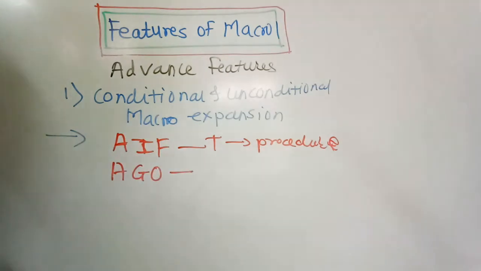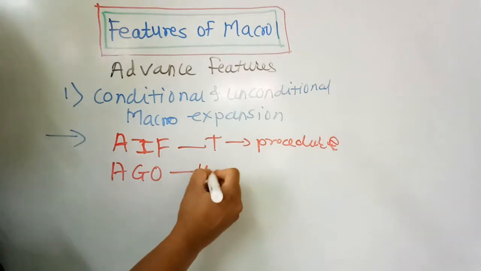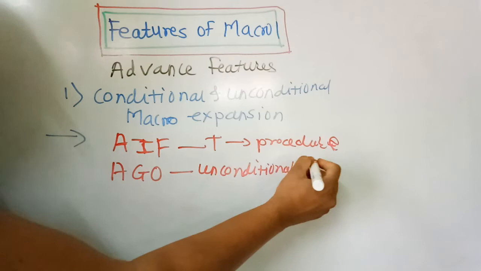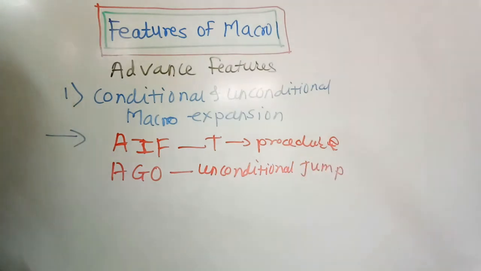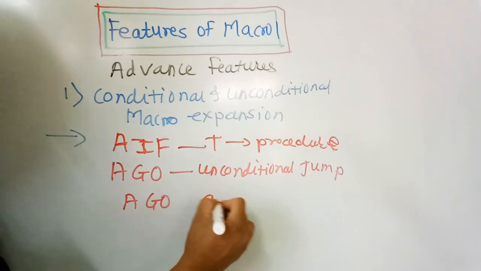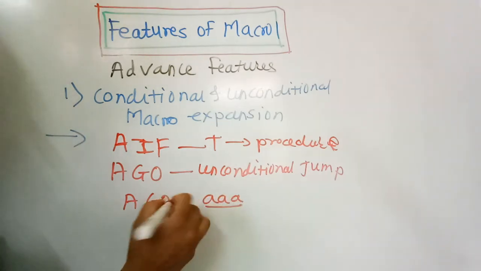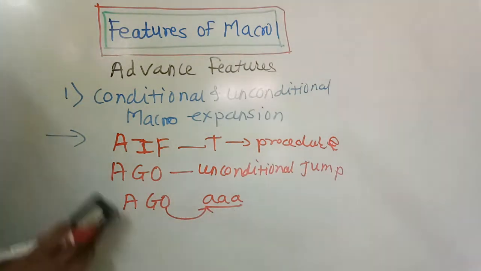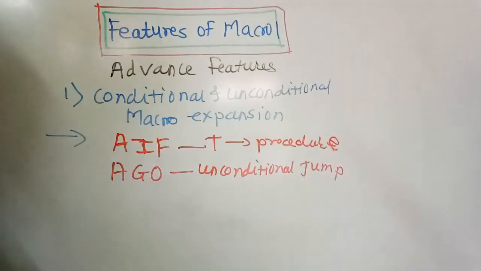AGO. This is nothing but the unconditional jump. Okay. Why is it called an unconditional jump? Because without checking any condition, it jumps to the label mentioned in the statement. For example, in AGO we have specified the label like this. Without checking any condition, it will transfer directly to the label covered under AAA. This is the actual mechanism behind it.